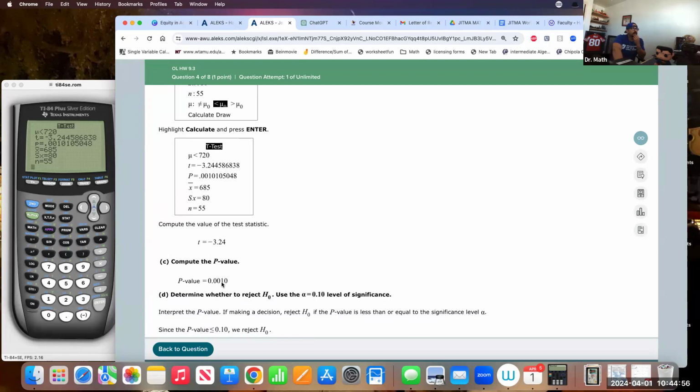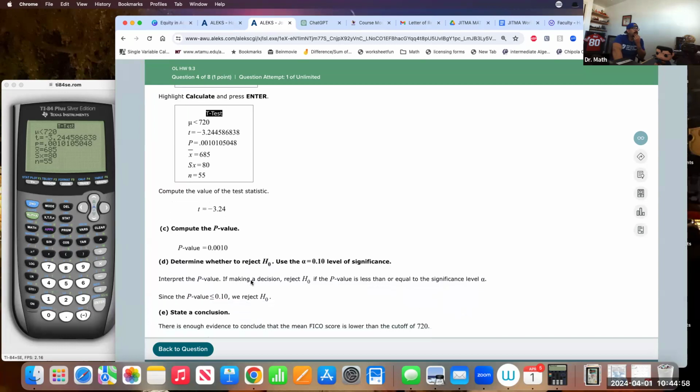All right, so again, when you're trying to prove something, you want this p-value to be the lower the better. All right, so interpret the p-value. If making a decision, reject H naught. Because our p-value is less than alpha, so when your p-value is less than alpha, write that down. Let me write it down with you. Again, it's just like what we said when we had the z-test. So when your p-value is less than alpha, that tells us we can go ahead and reject H naught.